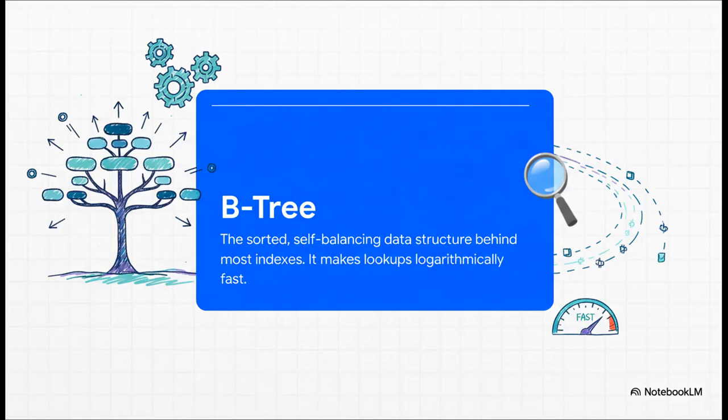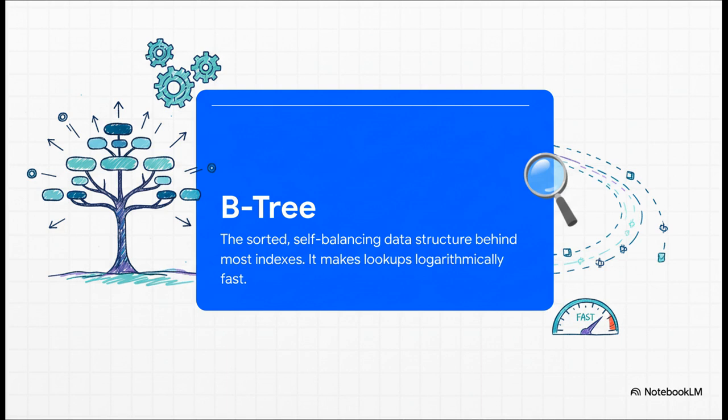And, behind the scenes, the magic for most indexes is this really clever data structure called a B-tree. All you really need to know is that because it's always sorted and balanced, it lets the database find data incredibly fast. We're talking logarithmically fast. That means even if your table doubles in size, the search time barely even budges.